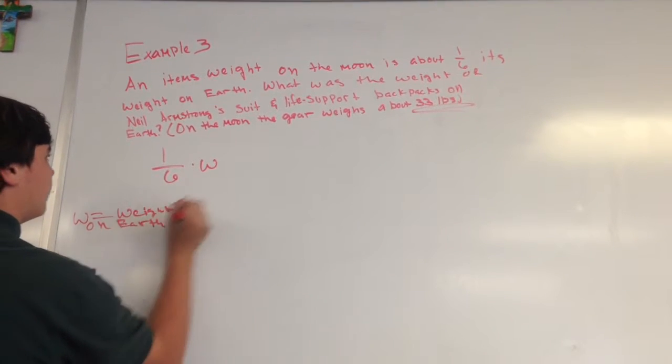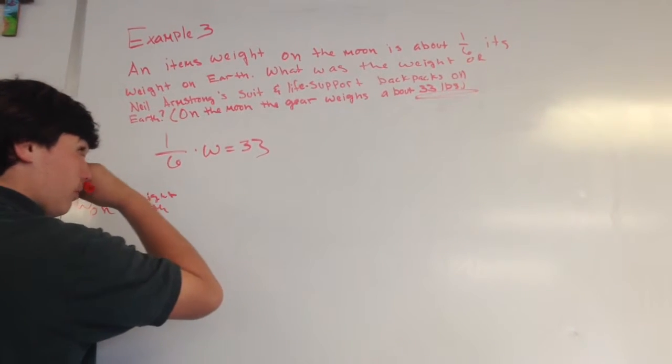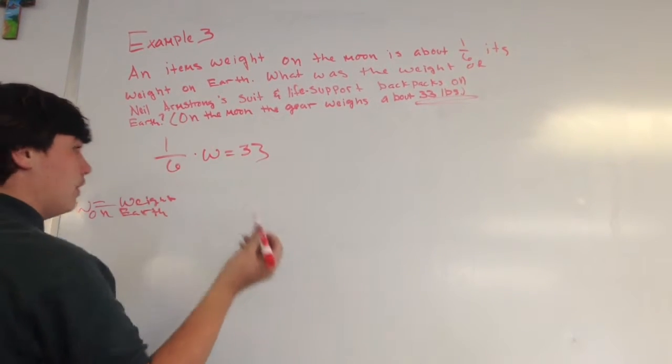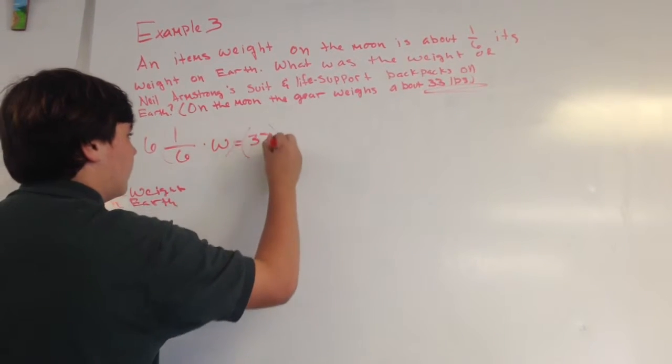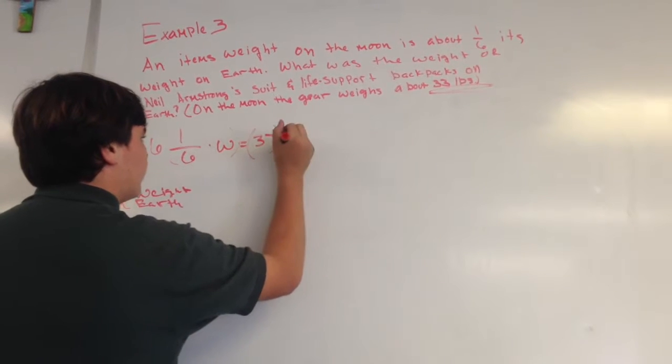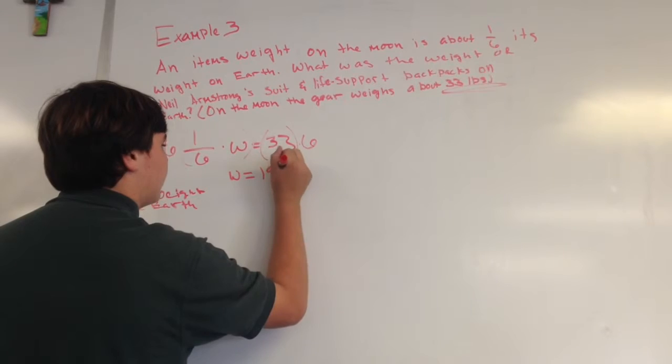is equal to 33 pounds, which was his gear's weight on the moon. So now what we learned in example 2, we're going to have to multiply each side times 6, and this side times 6, and now 33 times 6 equals 198, so W equals 198.